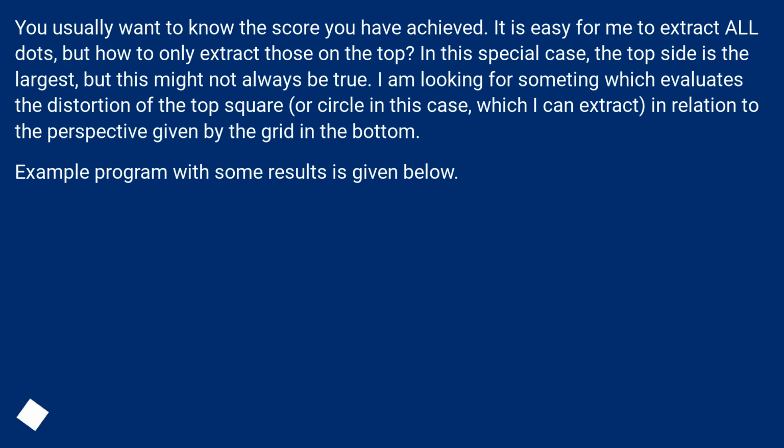You usually want to know the score you have achieved. It is easy for me to extract all dots, but how to only extract those on the top? In this special case, the top side is the largest, but this might not always be true.